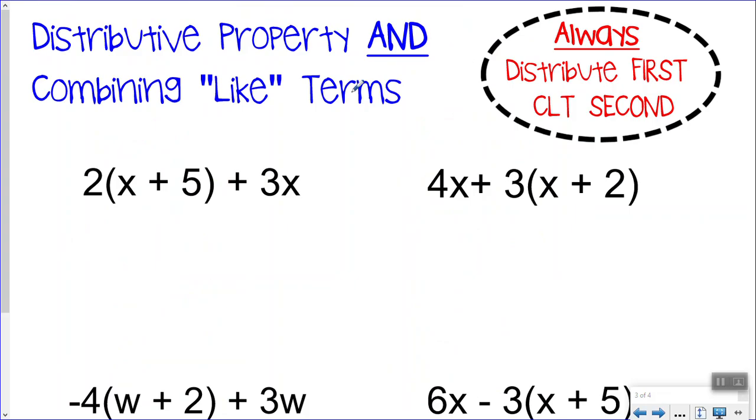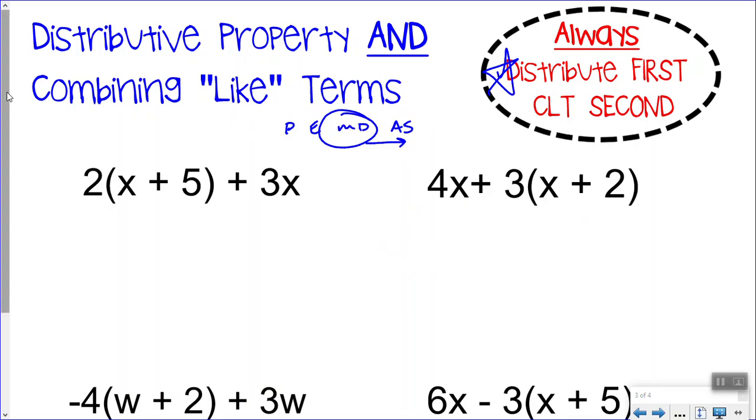Now we're going to put distributive property and combining like terms together to simplify our expressions. And the key is to remember to always distribute first. So we have to start with the distributive property because distributive property represents multiplication. And in the order of operations, multiplication from that distributive property always comes before we do addition and subtraction.